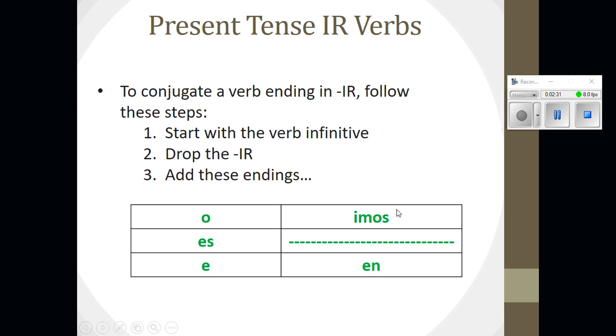So I want you to notice here, for ER verbs it was EMOS, but for IR verbs it's IMOS. That's the only difference in the endings between ER and IR verbs. Okay? Pause the video and fill that part of part A out of your note guide.